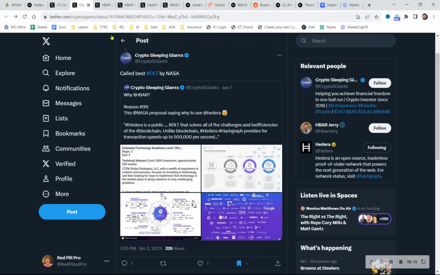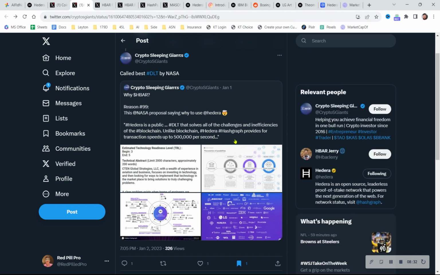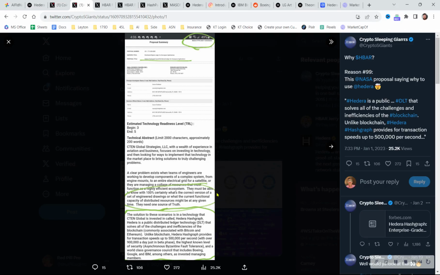And this is just the explanation of the protocol again. I thought this was interesting. It was called the best distributed ledger technology. So Hedera is a public DLT that solves all of the challenges and inefficiencies of the chain. Unlike a chain, HBAR provides for transaction speeds up to 500K TPS, which is even higher than that 250K.